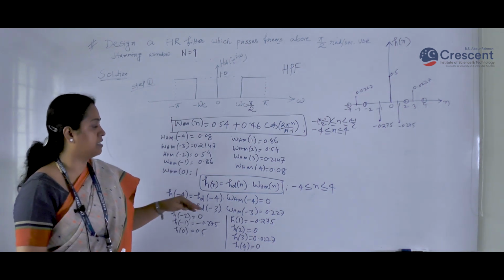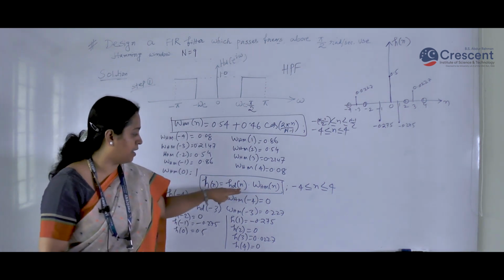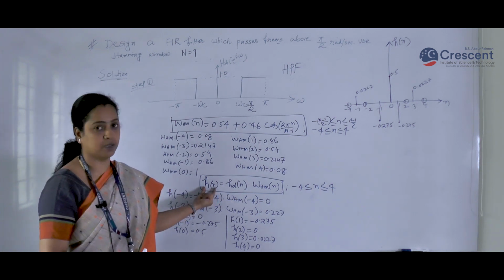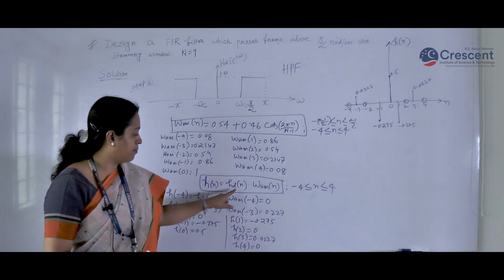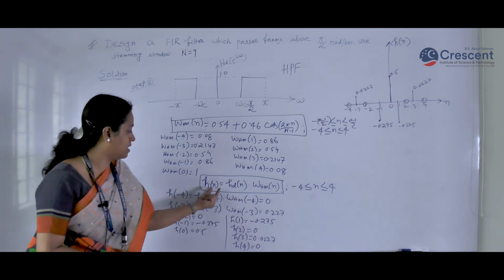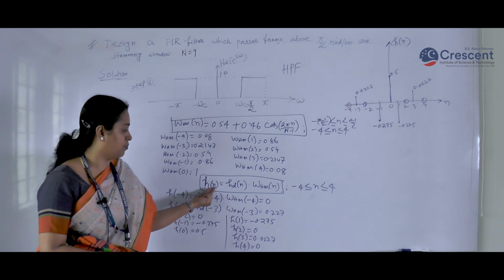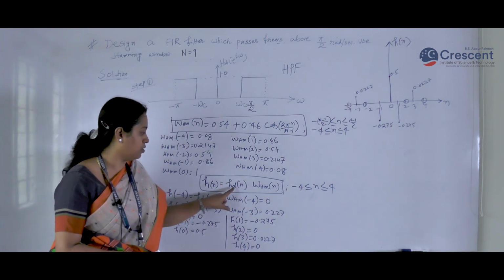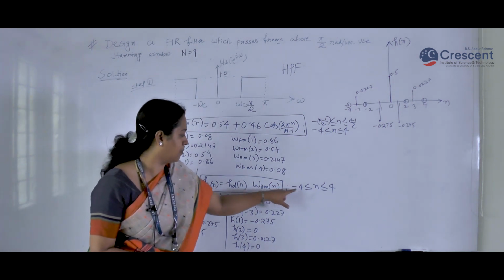Now what is the next step? The next step is that the window function is to be multiplied with the desired impulse response to get the actual response of the filter. So when we multiply this Hd of n with the window function, what is this h of n when n equal to -4? So this is just by substituting the n value from -4 to 4. So first value I have taken n equal to -4.